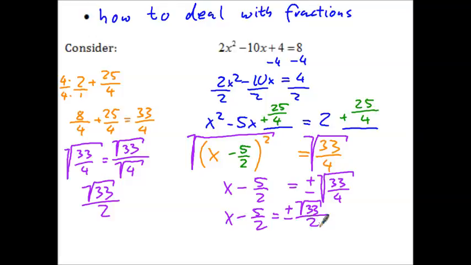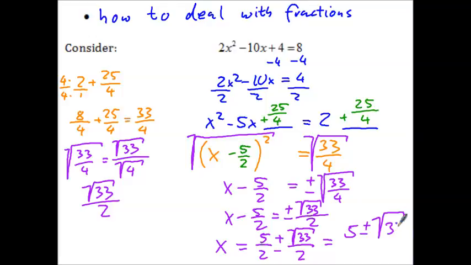Adding 5/2 to both sides of the equation, we get x is equal to 5/2 plus or minus the square root of 33/2. And since these two fractions have the same denominator, we could also write that this is equal to 5 plus or minus the square root of 33 and the entire thing divided by 2.